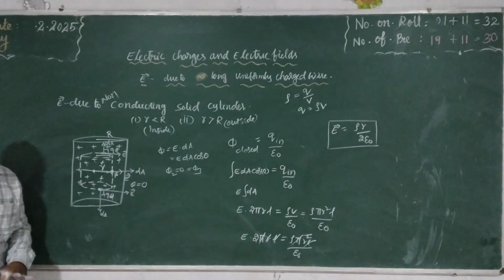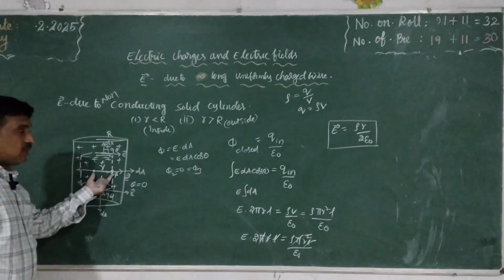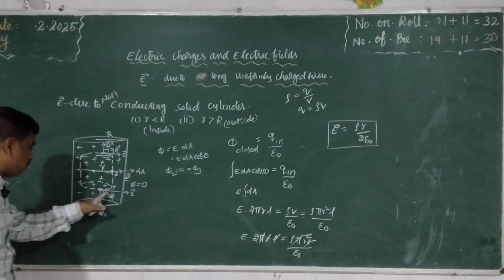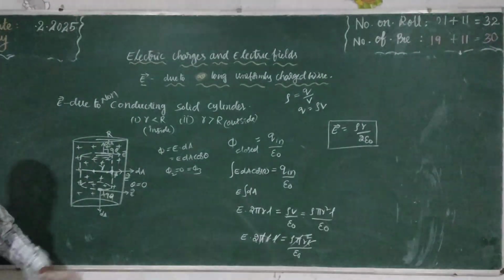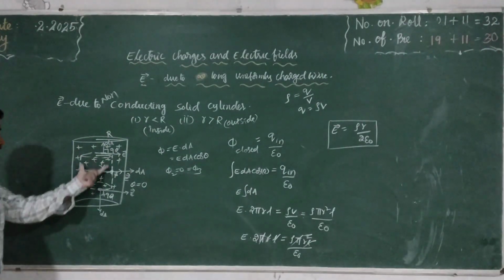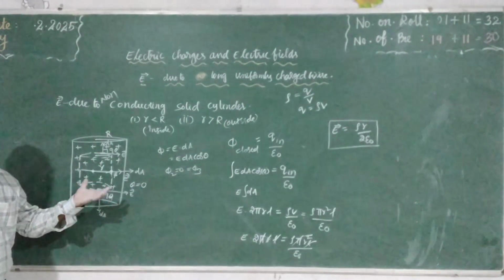See what we can do now here. For that, first we select a point P at a distance from the center. In this, what can we draw? A Gaussian surface. What is the Gaussian surface for a cylinder? The cylinder itself is the Gaussian surface. So we draw a Gaussian cylinder, this one. This Gaussian cylinder is the Gaussian surface.